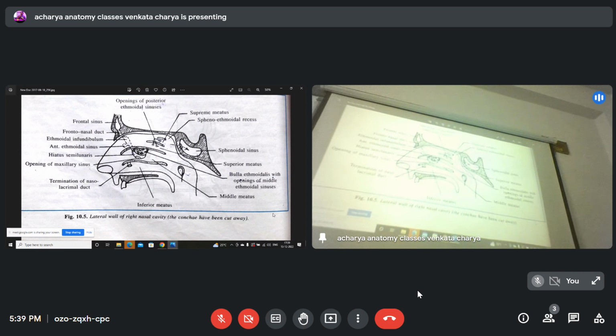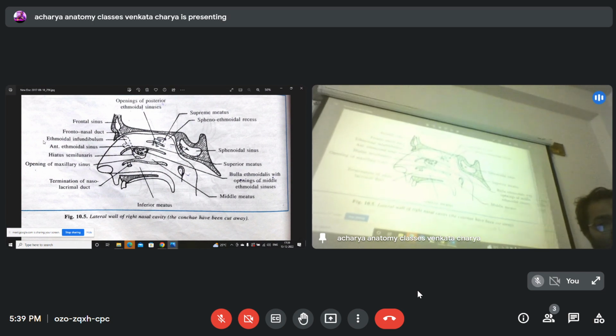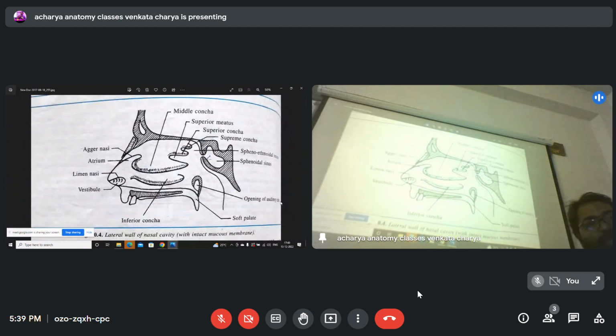Next point, posterior 1.25 centimeters to the inferior nasal concha. There is an opening of the auditory tube. Auditory tube opens here, posterior 1.25 centimeters. This one is the auditory tube opening.